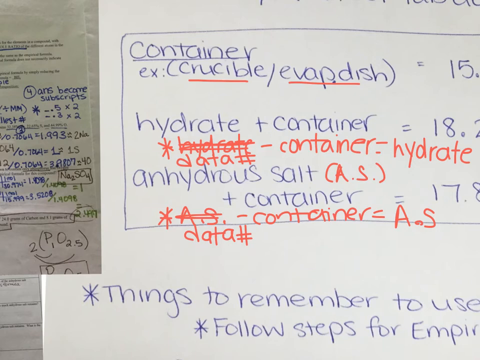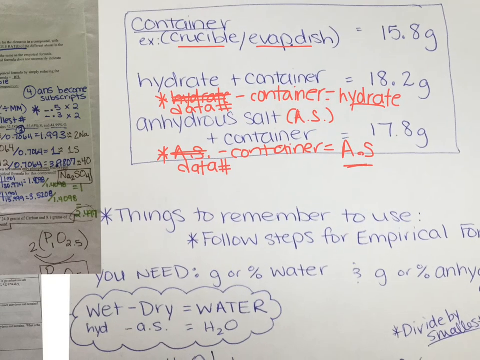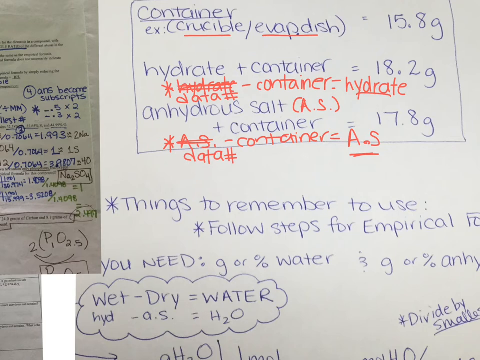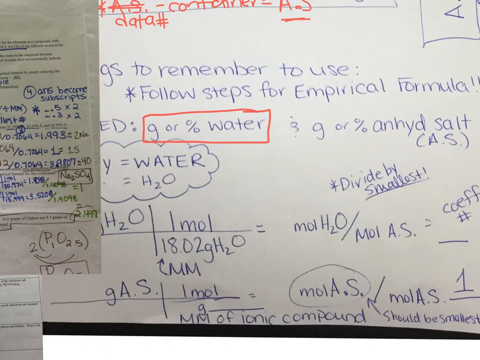So basically what I'm saying is that if I take 18.2 minus that 15.8, now I have my actual mass of the hydrate. If I take the 17.8 minus that 15.8, now I actually have my salt that's left over, okay? But you don't have to do that unless I need those values. The most important thing that you need to have is percent or grams of water. So I kind of wrote it right here. This is important. And you need to have a percent or grams of the anhydrous salt.